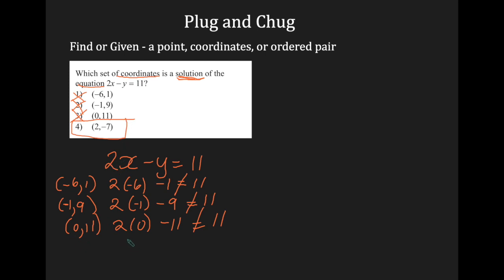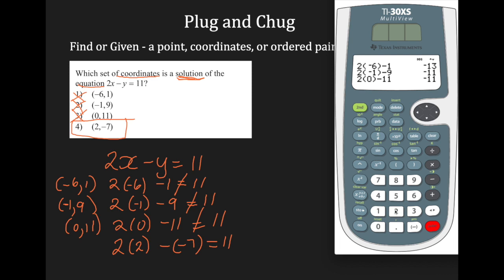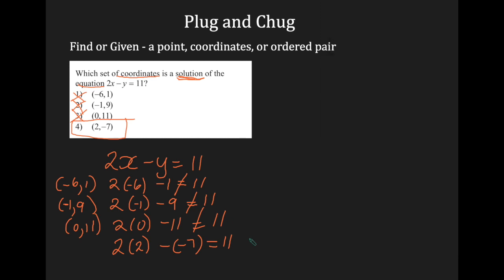But to prove that your answer is 4, let's do the substitution. Let's see what happens. We're hoping to get 11. So here's my calculator again. So I have 2 times 2, take away, and I think it's a negative 7. Well, not I think, I know. And there you go. You got the positive 11. So your answer is 4. So 2 times negative 7 is your solution. Let's take a look at another example.